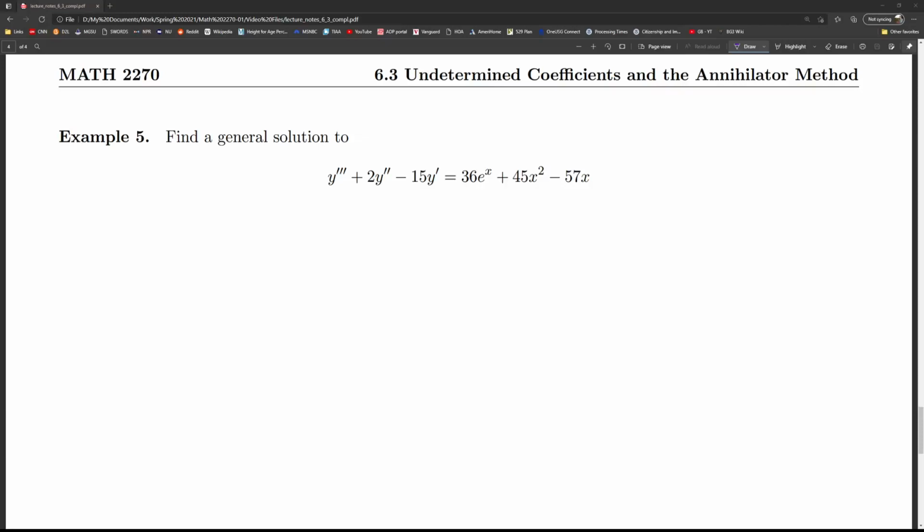We will conclude this section with one more example where we're going to find a general solution to the differential equation y triple prime plus 2y double prime minus 15y prime equals 36e to the power x plus 45x squared minus 57x. So the first thing we want to take a look at is the auxiliary equation.